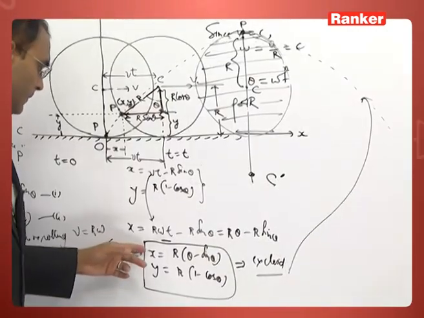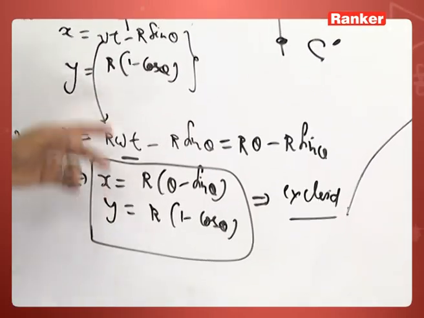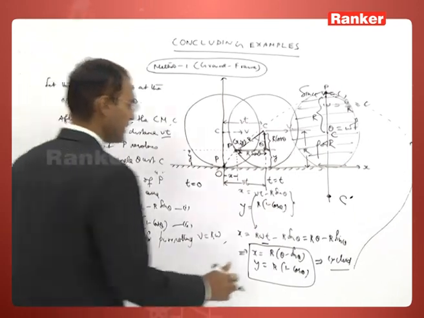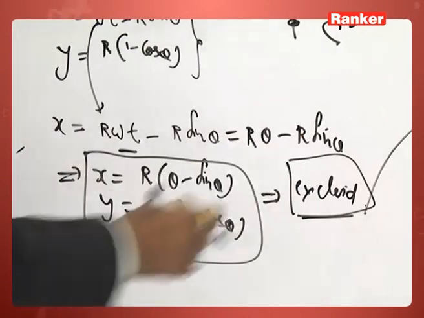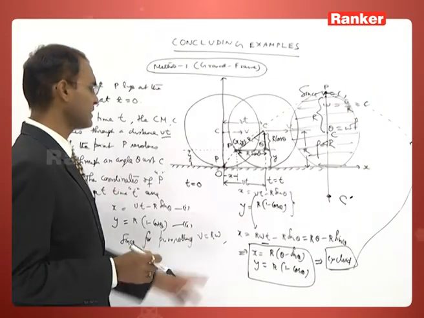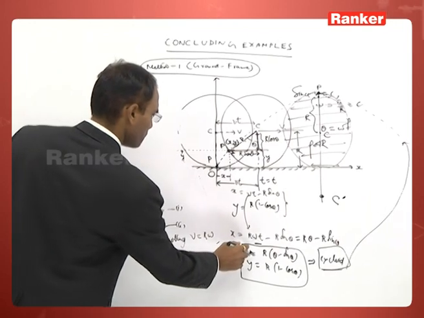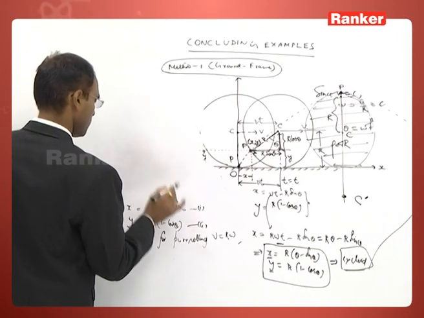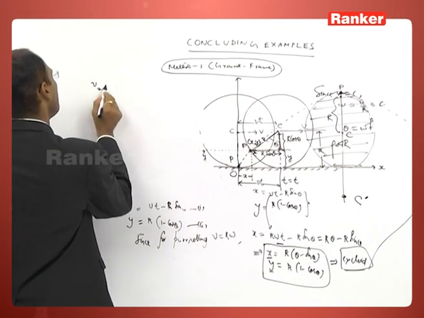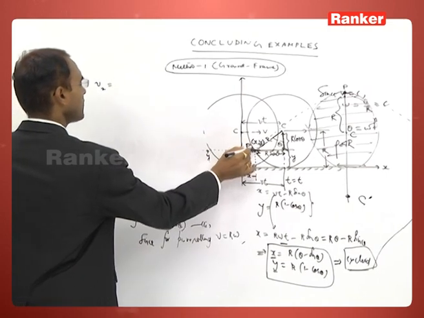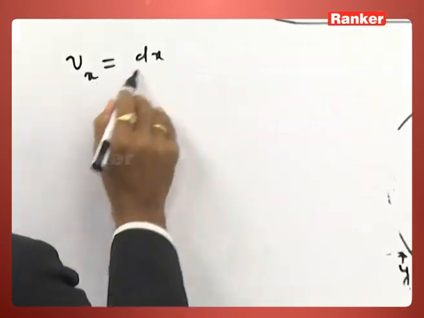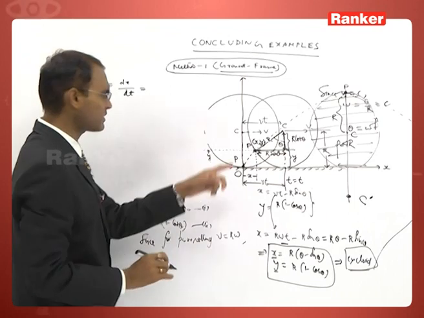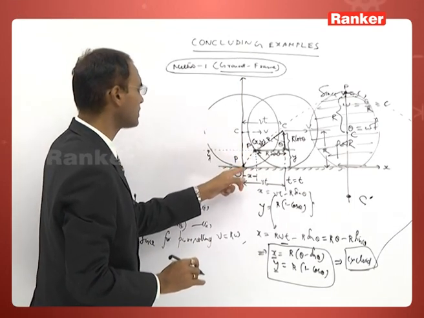Next, to find the velocity. The first part is over. The nature of the path traced by the point, the ink mark, is cycloid. So let us differentiate both x and y with respect to time. Velocity of the point P along x direction is equal to dx by dt. We are using the ground frame method, so x and y are the coordinates of this point P with respect to the ground frame, or with respect to the origin fixed to the ground.